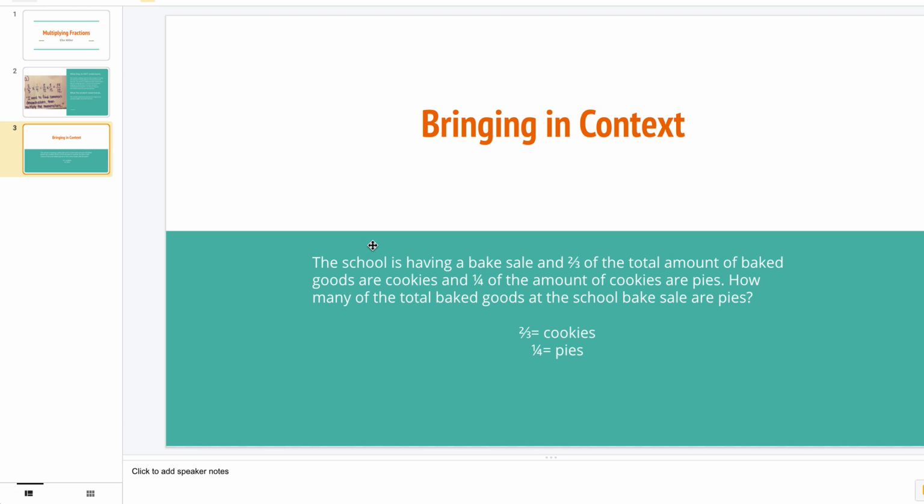So bringing in context, the school is having a bake sale and 2/3 of the total amount of baked goods are cookies, and a fourth of the amount of these cookies are pies. How many of the total baked goods at the school bake sale are pies? So we have 2/3 cookies and a fourth of these cookies are pies.